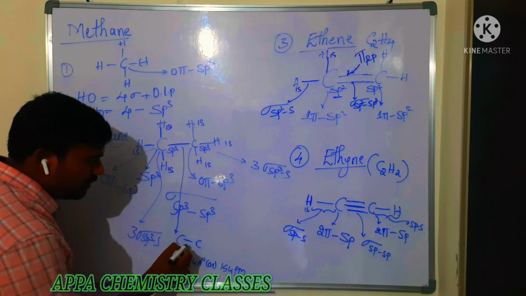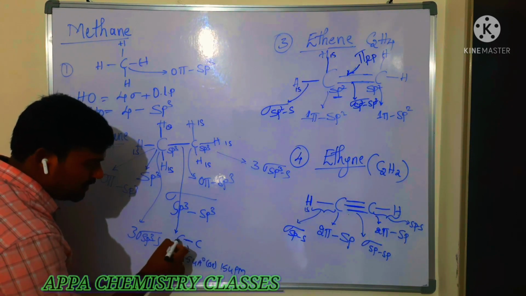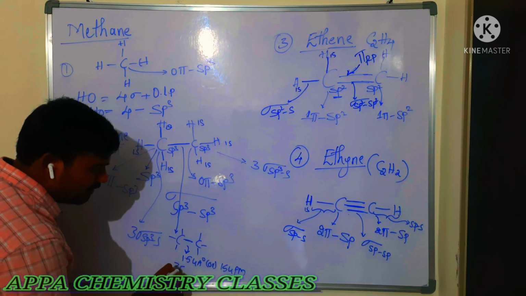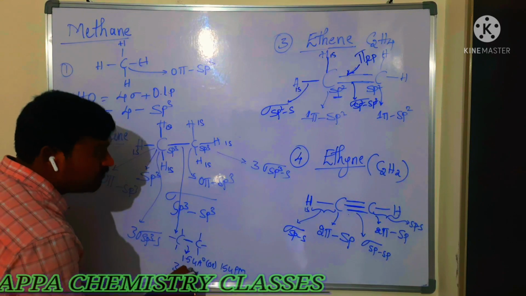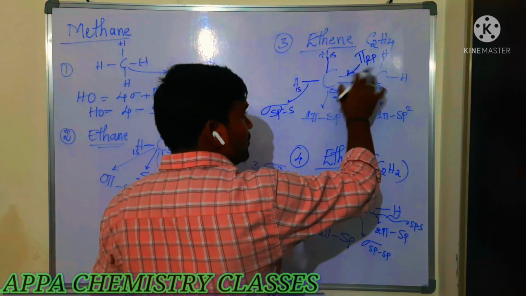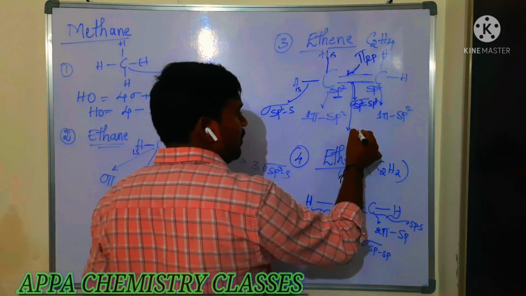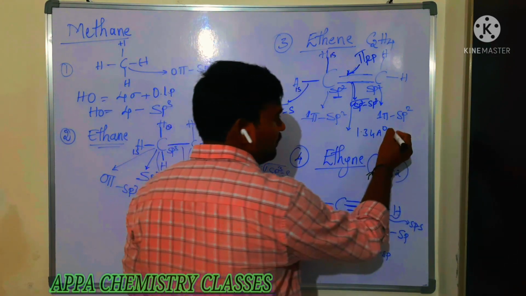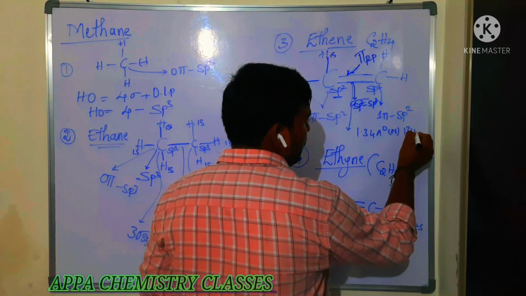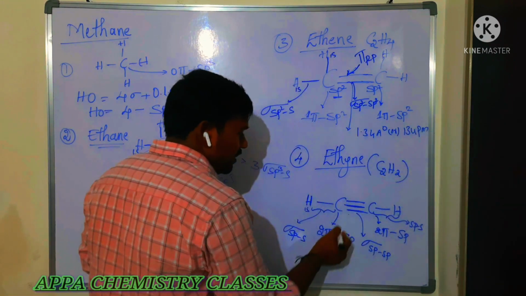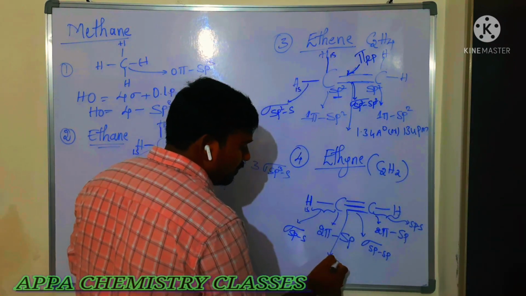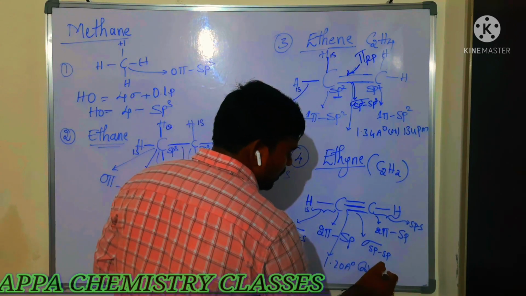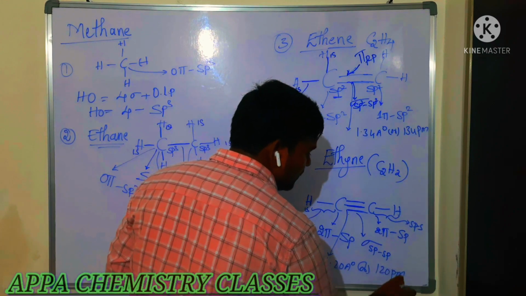Now you can take the same here. This bond is a sigma bond between the carbon atoms, which has a bond energy of 351 kilojoules. Now in the double bond, the carbon to carbon bond length will be 1.34 angstroms or 134 picometers. Now here the triple bond is there, it is 1.20 angstroms, or else 120 picometers. Is that clear?